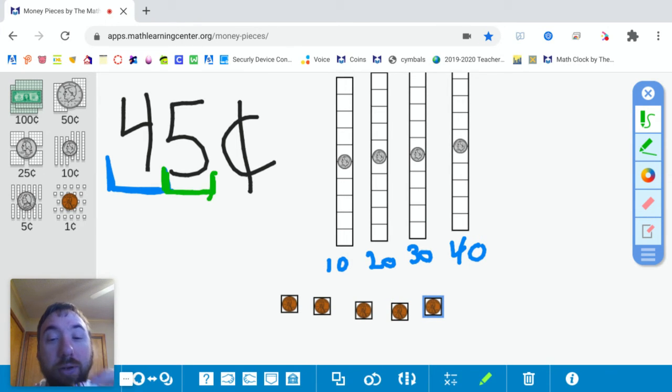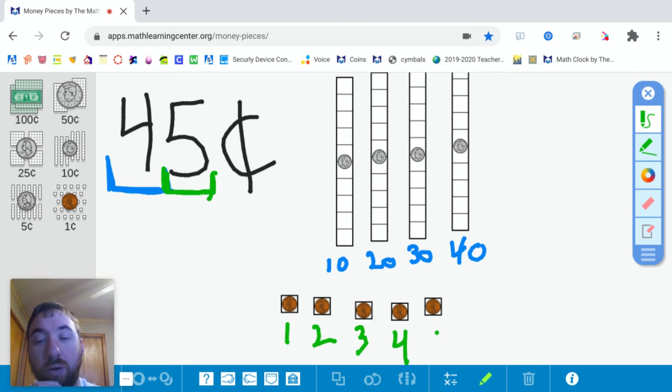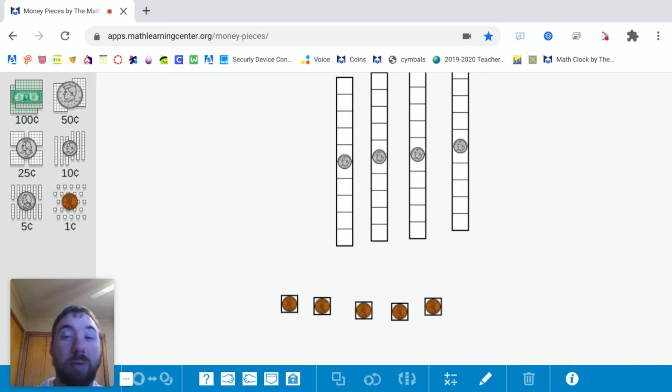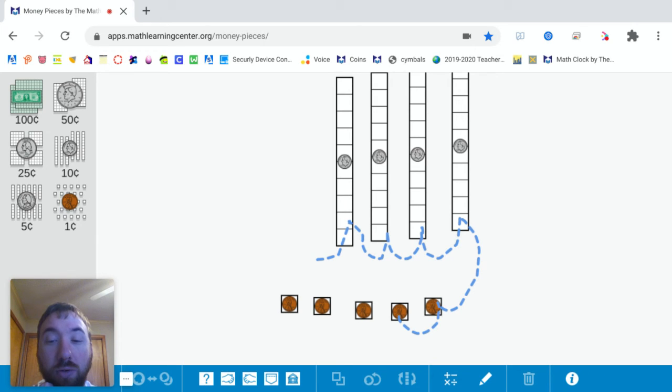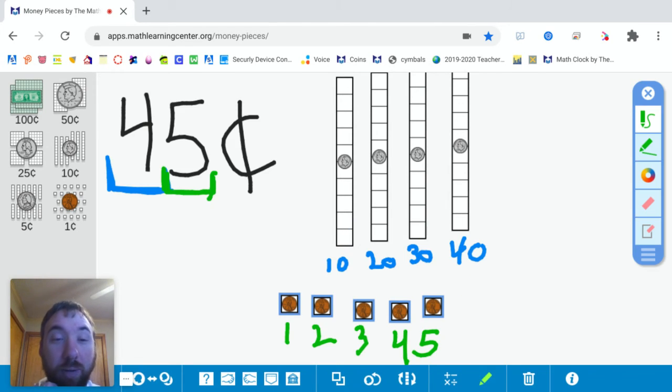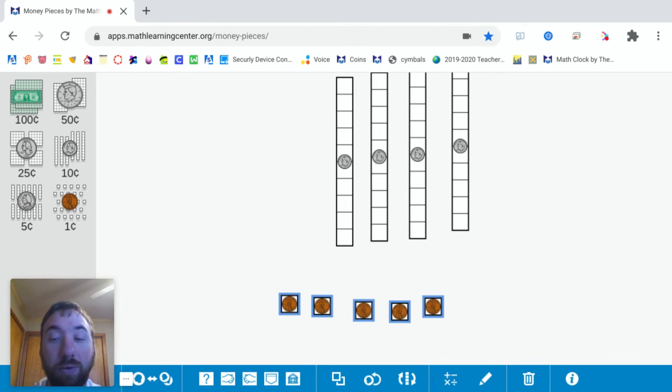So we have, and we can count those out. 1, 2, 3, 4, and 5. So when I turn my pen off, let's count this money out. We have 10, 20, 30, 40, 41, 42, 43, 44, 45. Is that what I wanted? 45? Yep, 45. So I've done it correctly. Let's do another one like that. I like that one a lot.